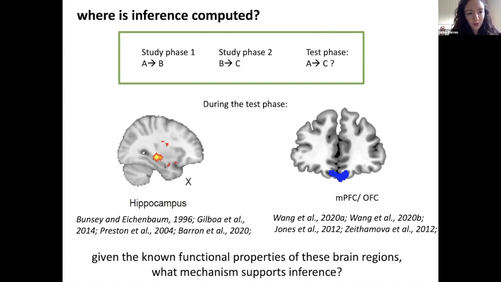So in this brief talk, what I'm going to be asking is, what computation do we think is supporting inference at the time of test? And what can that tell us about whether people are performing category-based inference or using some kind of integrative code? I think it's worth thinking about the functional properties of these brain regions and what we know about them, because that can provide key insight into what the code might be that supports inference. In this talk, I'm mostly going to focus on the hippocampus because I think we understand that a little bit better. But I'll come back to the medial prefrontal cortex and OFC later on when I talk about future experiments.